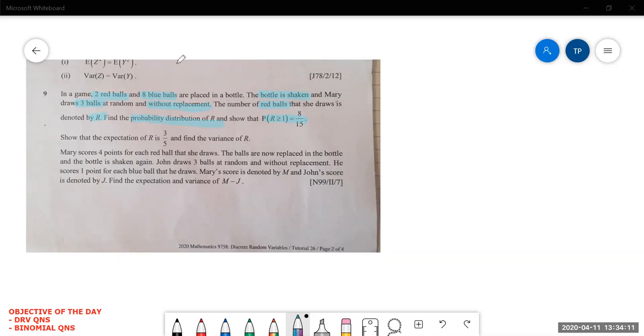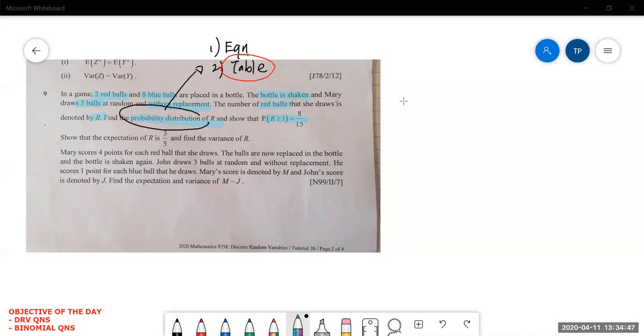Do we need to draw a table? Usually when they say probability distribution of R, probability distribution can only happen in 2 forms. It's either an equation or a table. But what markers are looking out for is always the table, you know it. So do you have to draw the table? Yeah, you have to, okay?